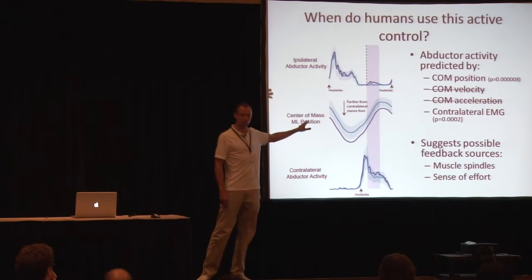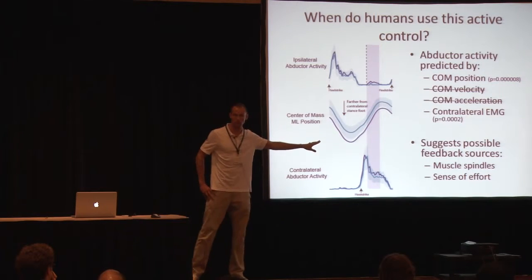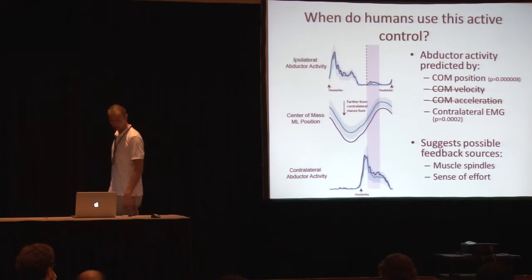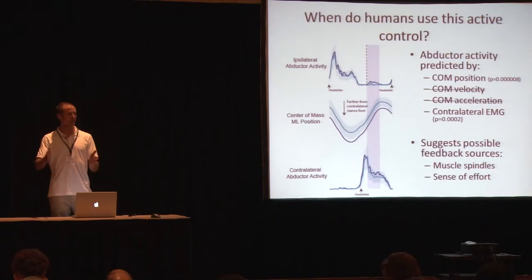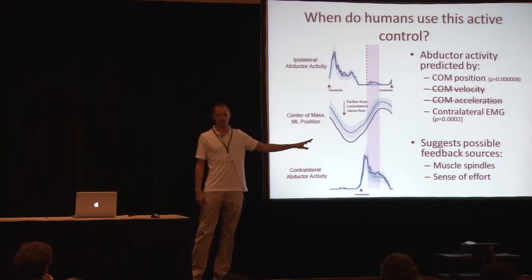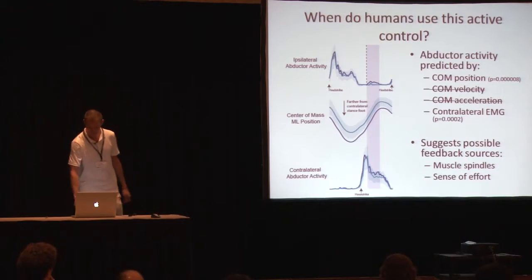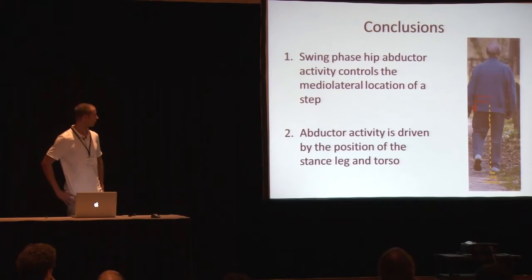So maybe people sense where they are in space, so what's going on with their stance hip, using muscle spindles or some other way of sensing where you are in space. They decide: if my center of mass is far away from my stance foot, I should activate my gluteus medius on the swing side. Or maybe they're just matching sense of effort. So if I have to try harder on my stance leg, I'm going to go ahead and try harder on my swing leg. So that brings us back to my conclusions.